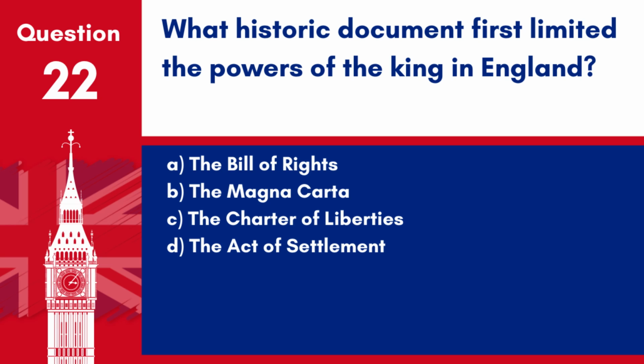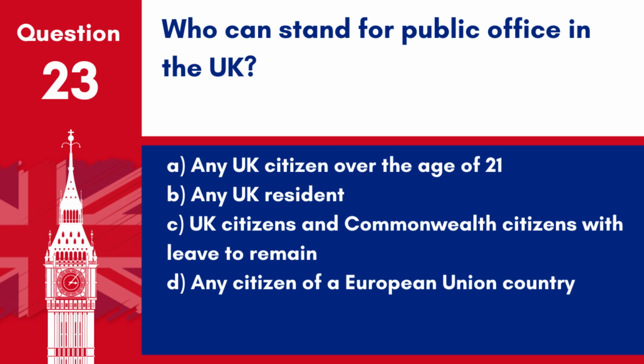Answer: B. The Magna Carta. Signed in 1215, the Magna Carta was the first document to limit the powers of the King in England, laying foundational principles for modern democracy. Question 23. Who can stand for public office in the UK? A. Any UK citizen over the age of 21.